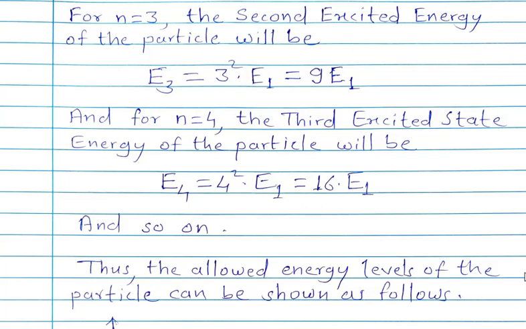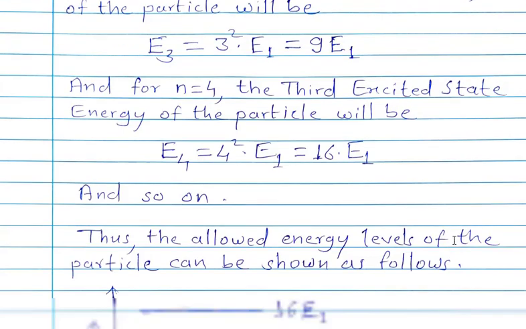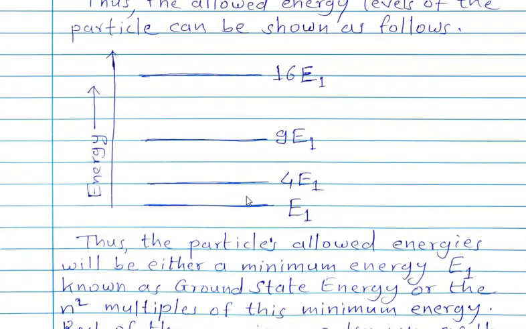or n square times E1, whereas the energy values which are in between E1 and 4 times E1, like these, are the various discrete energy states of the particle, the allowed energy levels. Either it will be E1, 4 times E1, 9 times E1, or 16 times E1.